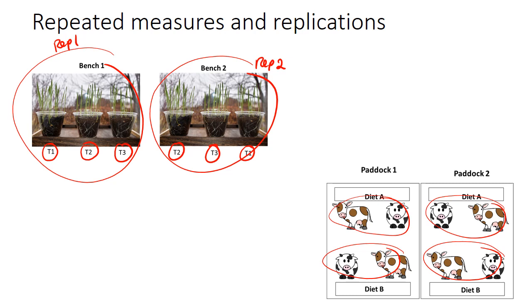How many replications do we have in this experiment? There are 2 replications. Each paddock is a replication.